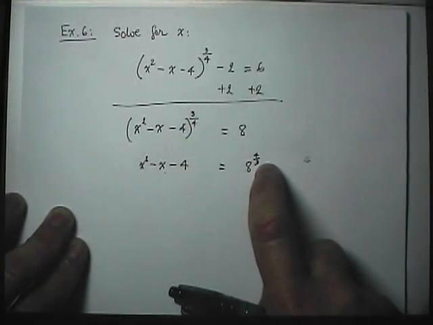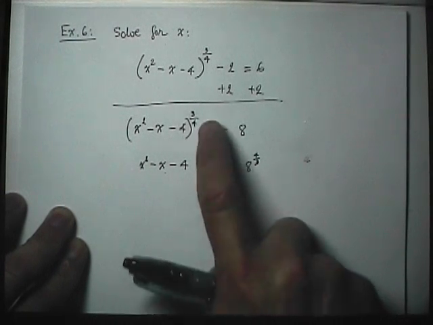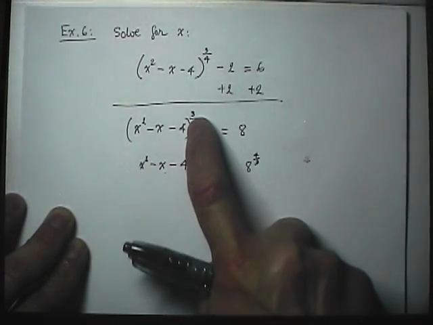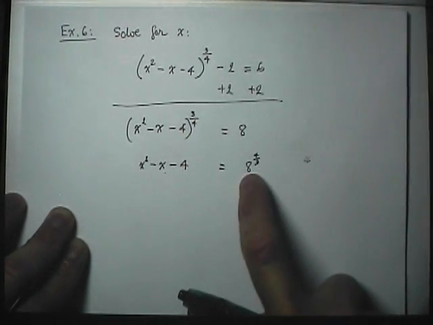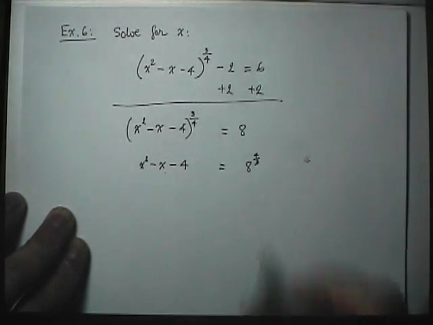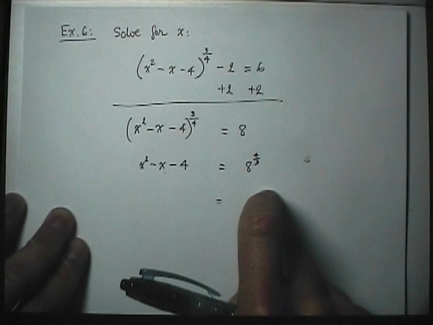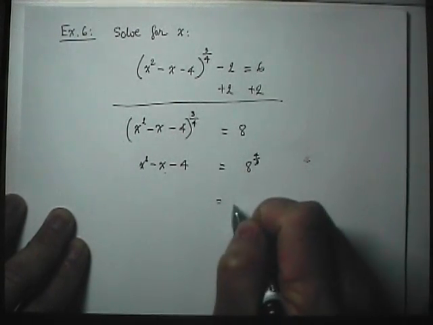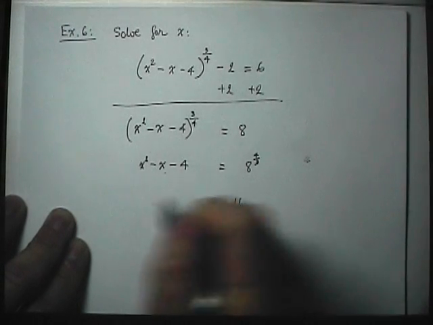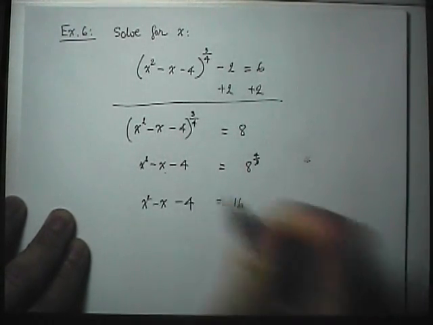Once again, what I just did is simply take the reciprocal of that power 3/4 and turn it into 4/3. And do I need to add a plus and minus here? No, I don't need that because, once again, my starting rational exponent, the numerator of the power, was an odd number. So here all I have to do is ignore the plus and minus. Now we can actually evaluate 8 to the 4/3 power. That would be the cube root of 8, which is 2, to the 4th power, so that makes it 16. So my equation turns out to be x squared minus x minus 4 equals 16.